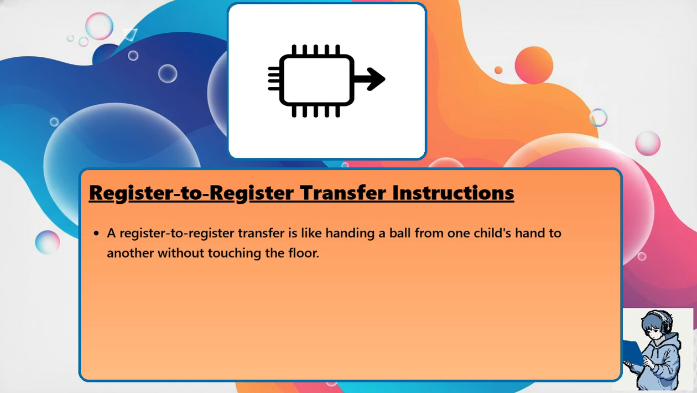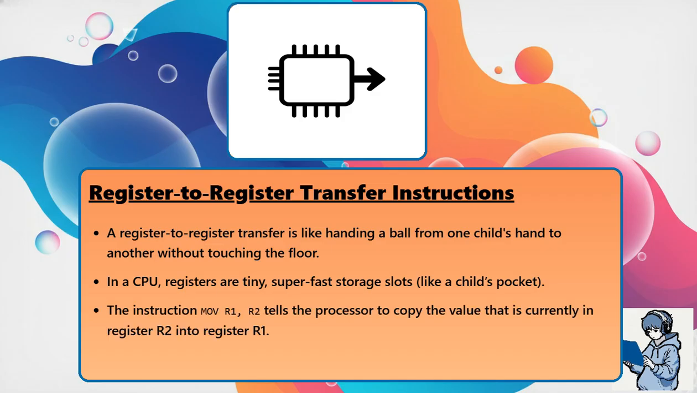A register-to-register transfer is like handing a ball from one child's hand to another without touching the floor. In a CPU, registers are tiny, super-fast storage slots like a child's pocket. The instruction MOV R1, R2 tells the processor to copy the value that is currently in register R2 into register R1. No memory is involved, so the move happens in a single clock cycle.